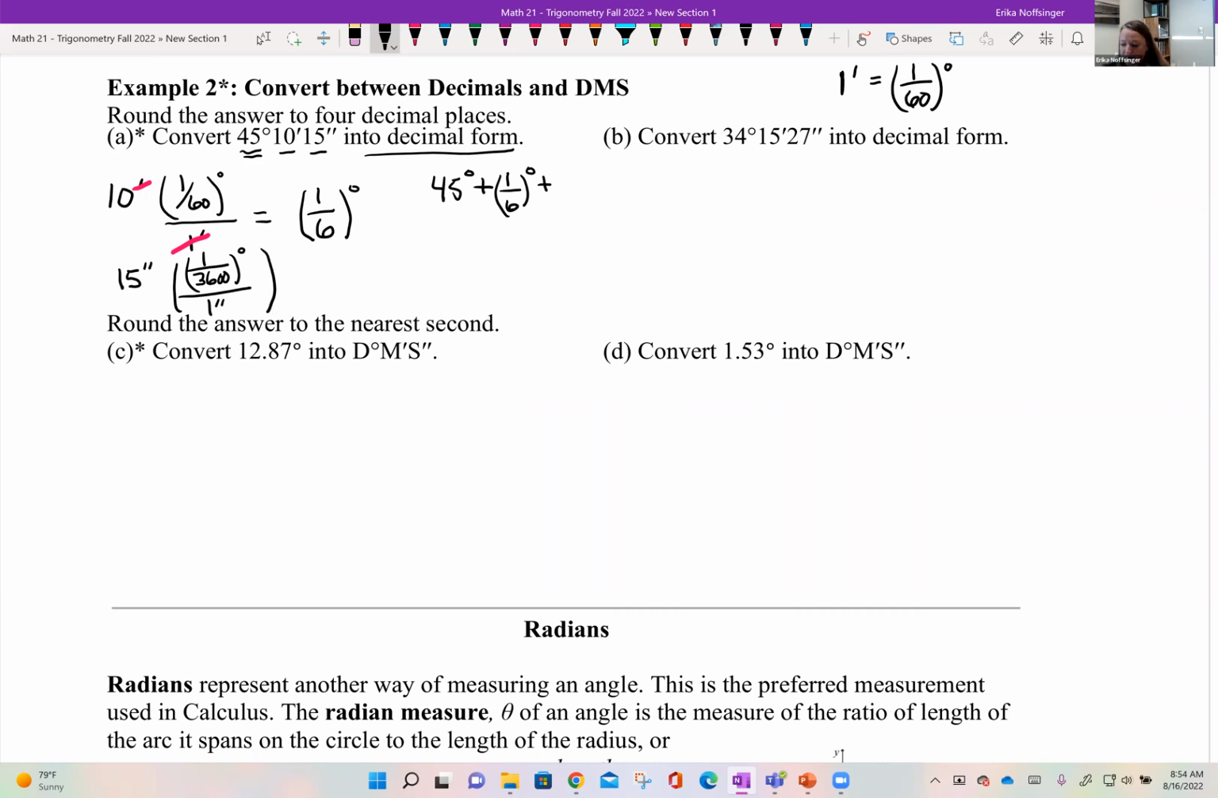So now our seconds are going to cancel with one another. And we have this 15 all over 3,600. And this is in terms of degrees, but we can simplify because 15 goes into that 3,600 evenly 240 times. So this is 1/240 degrees.